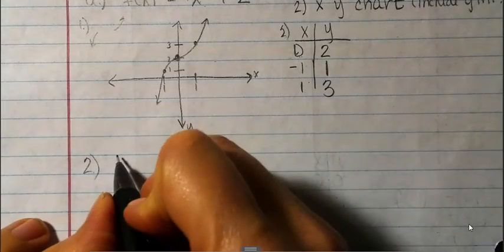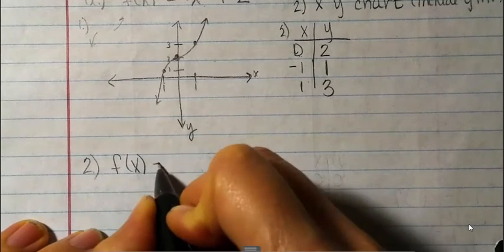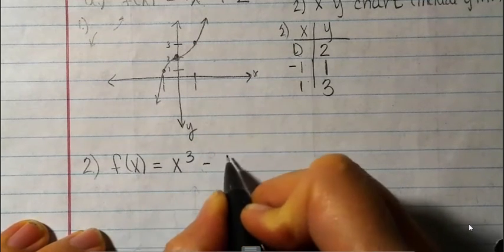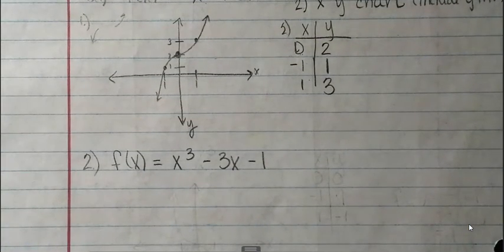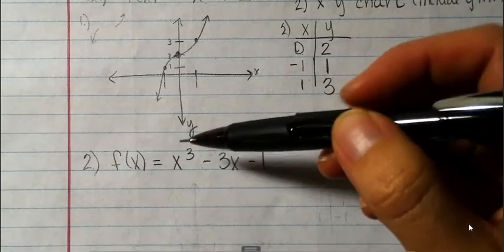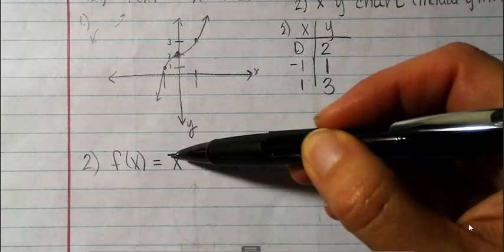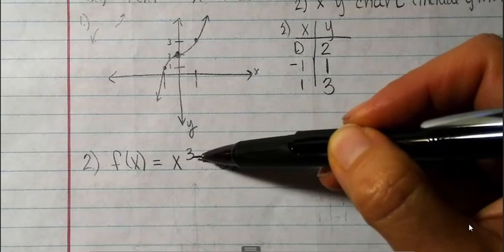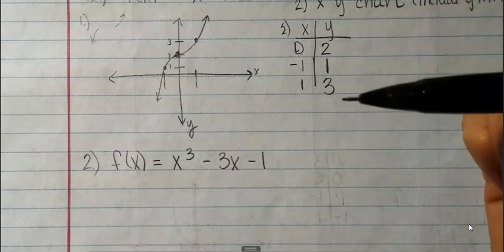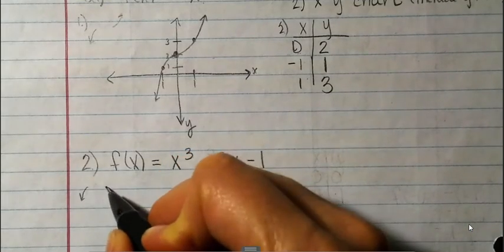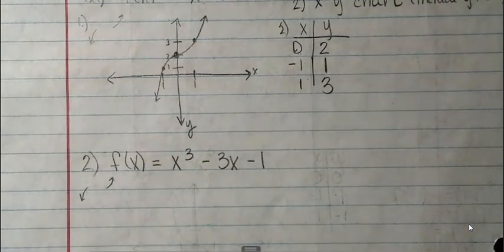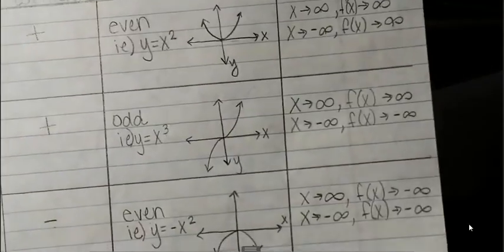Okay, we're going to do f of x equals x cubed minus 3x minus 1. So this graph I know has a positive leading coefficient and an odd degree. That means that my end behavior is going to be down on the left, up on the right. You really need to get that through your head. So you need to think about these things in terms of everything that's on this table. You're responsible for this.